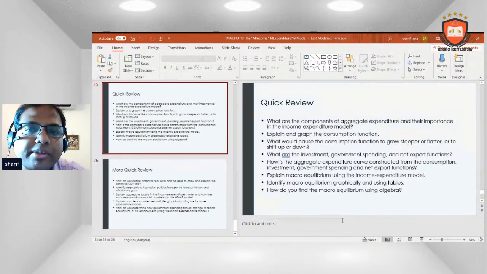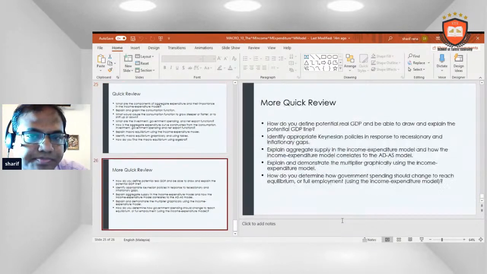Explain and graph the consumption function. What could cause the consumption function to grow steeper or flatter, or to shift up or down? What are the investment, government spending, and net export functions? How is the aggregate expenditure curve constructed from the consumption, investment, government spending, and net export functions? Explain macroequilibrium using the income expenditure model, identifying macroequilibrium graphically and using a table. How do you find the macroequilibrium using algebra?